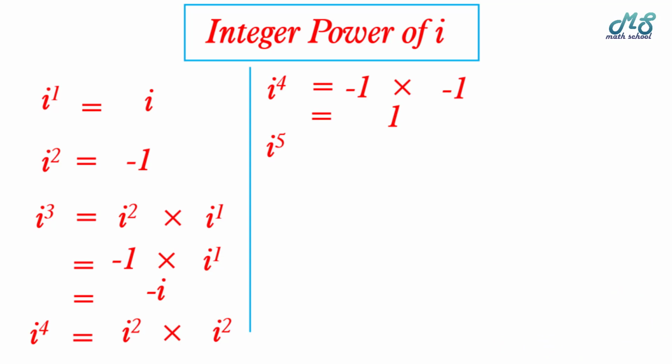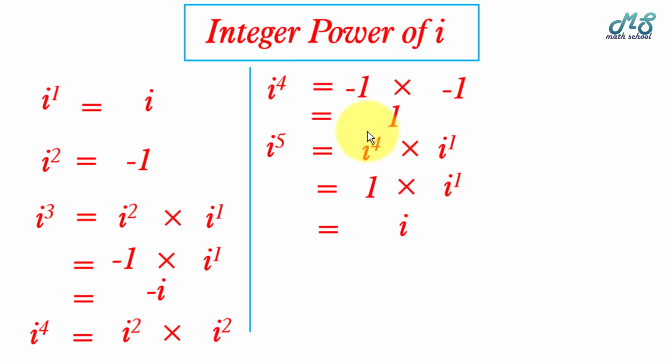But how can we find i raised to the power 5? Yes, it will be i raised to the power 4 times i raised to the power 1. It will be 1 times i, equals what, guys? Yes, equals i. Pay attention, guys, if the index is divisible by 4, the result will be 1.